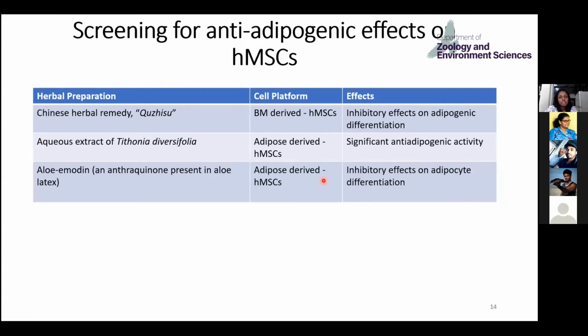So moving on to screening for anti-adipogenic effects on human mesenchymal stem cells. Here I have listed out 3 of them. The first one is a herbal remedy, which is a whole extract, and the other one is an aqueous extract. Again, it is a whole extract, and the third one is a compound derived from a herbal plant. The cell platforms they have used are bone marrow mesenchymal stem cells, and the other 2 are adipose derived stem cells. They have checked whether these are anti-adipogenic, or whether this prevents stem cells from differentiating into a fat cell.